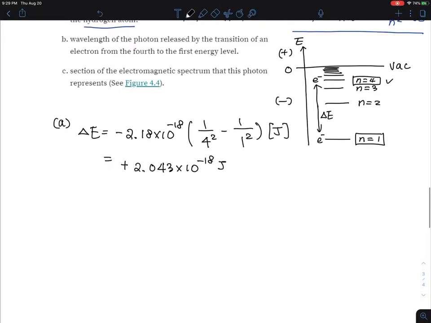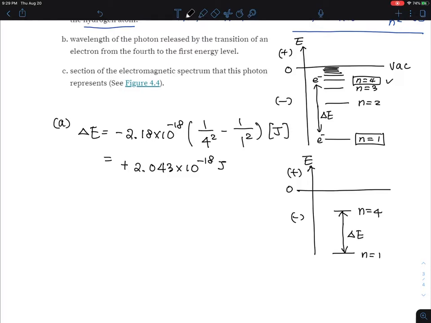Let me give you one more, more simplistic view. This is an energy level diagram. This is the zero level, positive above and negative below. Negative, once again, is a bound electron. We are talking about n is 1, and somewhere here n is 4. The energy difference, the level difference, is delta E, and this is what we just calculated here.